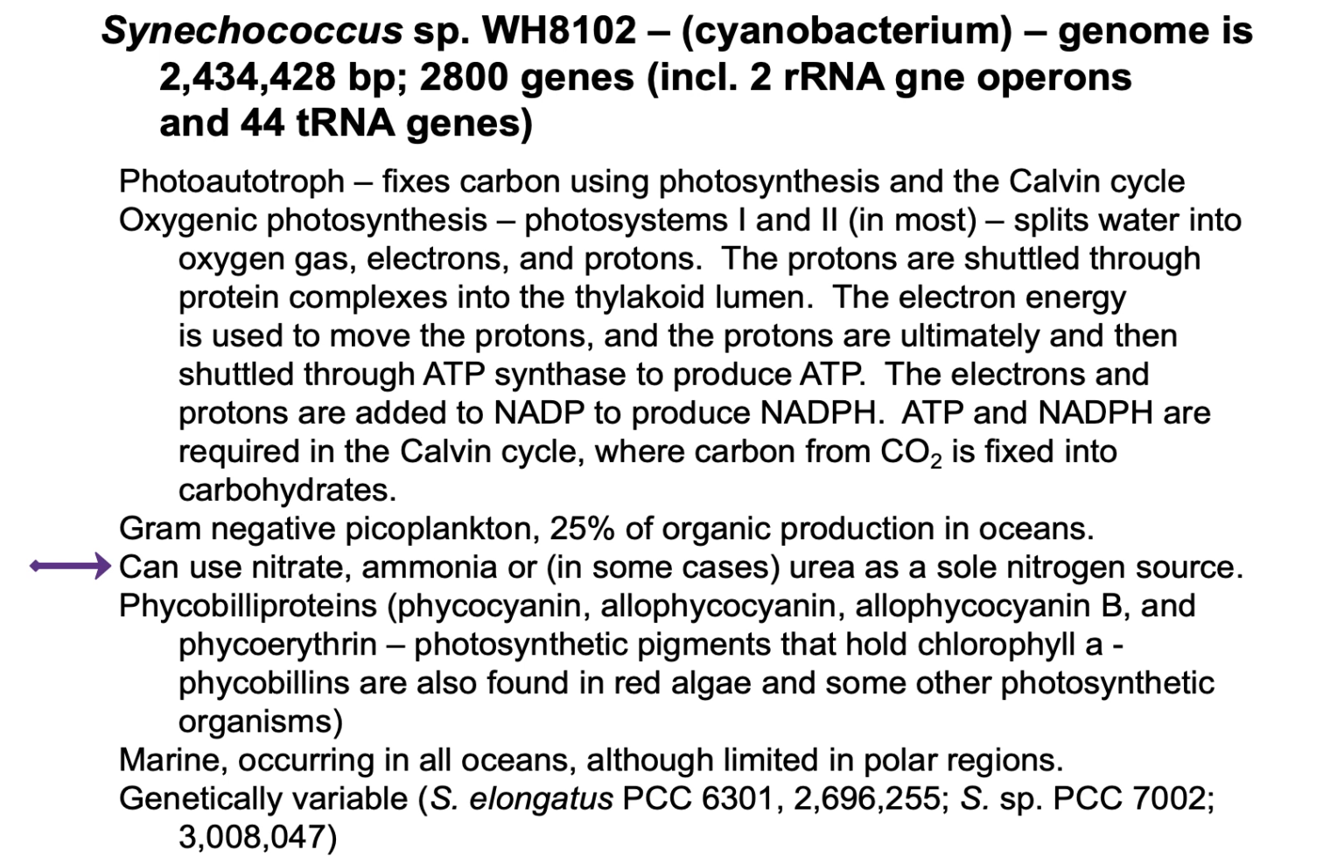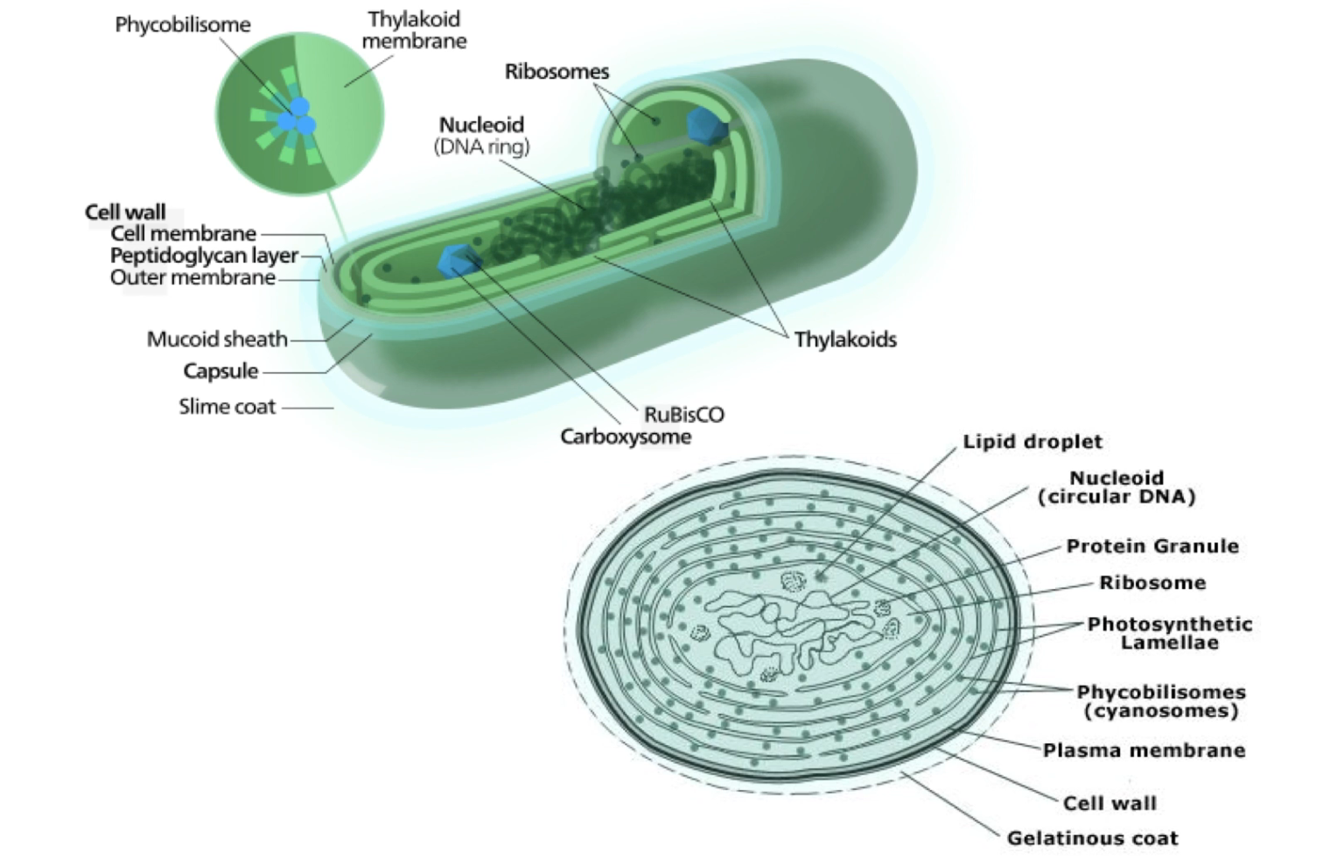They can use nitrate, ammonia, and in some cases urea as sole nitrogen sources. They have phycobiliproteins, phycocyanin, allophycocyanin, etc. These are proteins that hold on to the chlorophylls. Phycobilins are also found in red algae, but not in green algae. They've evolved past that. And also in some other photosynthetic organisms. These are marine, primarily, occurring in all oceans, although limited in the polar regions. They do not like cold water. Genetically variable, so Synechococcus in general has genomes all the way from about 2.4 million base pairs up to 3 million base pairs.